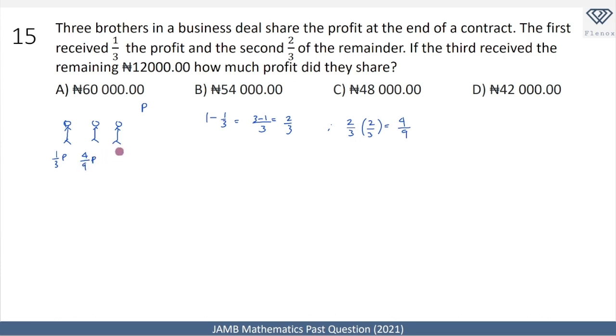And what did the third brother receive? The third brother received 12,000 naira. So now the question is asking us, if the third received 12,000, how much profit did they share? So we can write this as an equation, because you know that 1/3p plus 4/9p plus what the third brother received, 12,000, must be equal to p.